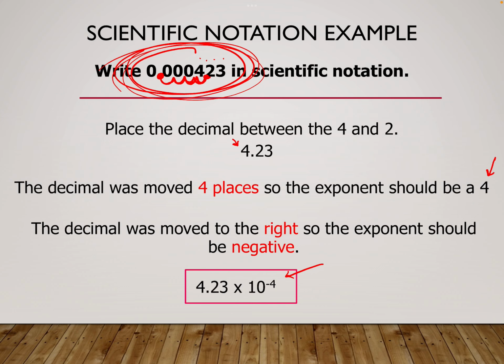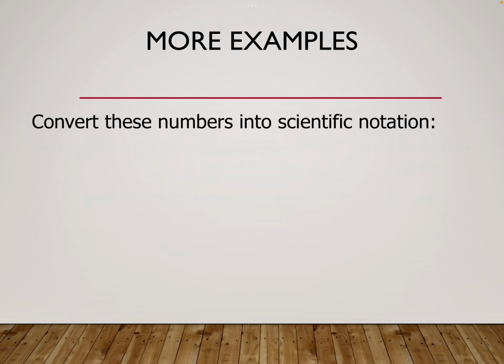You can also think about it, if the decimal was moved to the right, so it's negative, but I think that starts to get a little bit messy with the whole left and right business. I like to remember, if it's a really small number, it has a negative exponent. If it's a really big number, it has a positive exponent. And I think that's going to be a lot more logical as you move forward.